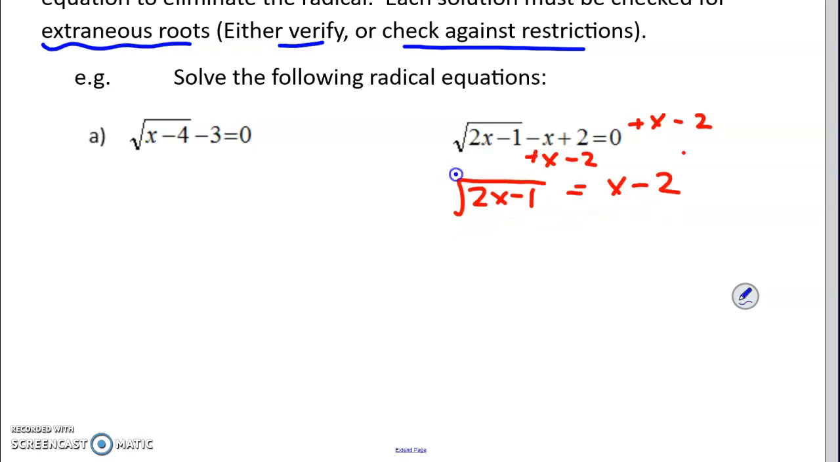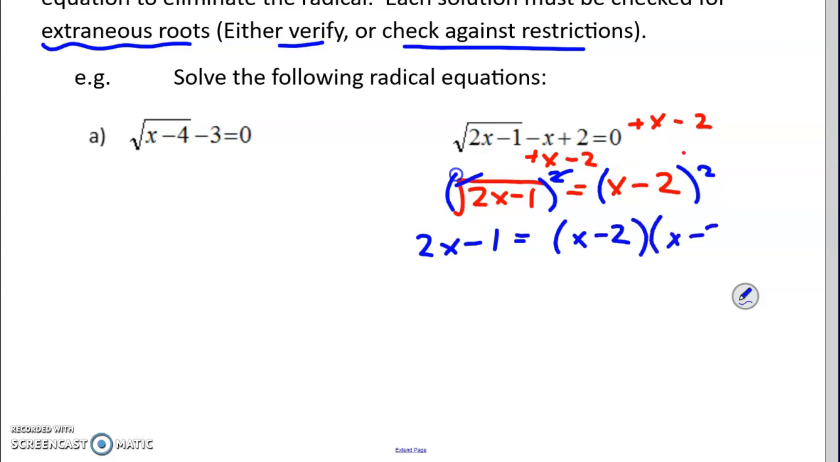So now that the root is by itself, we will square both sides. Now on this side, it's going to be real nice. The square and the square root will cancel, so we just get 2x minus 1. But on the other side, when you square x minus 2, be careful you guys. When you square x minus 2, that means x minus 2 times x minus 2. So we actually have to go through and FOIL it. So x times x is x squared. X times minus 2 is minus 2x. Another minus 2x. And then a minus 2 times a minus 2 is a plus 4.